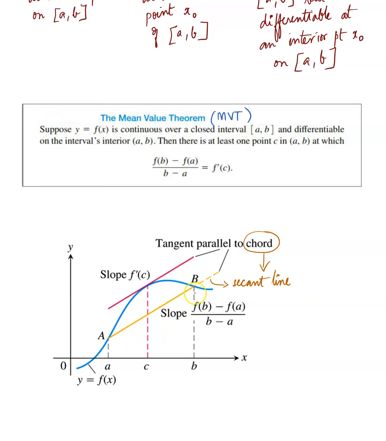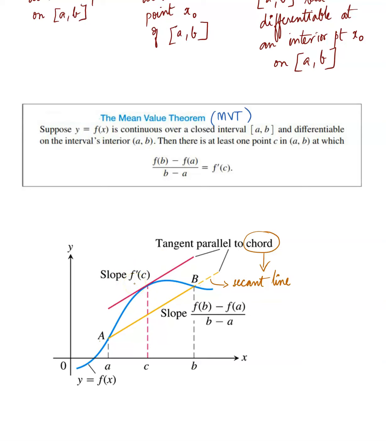Slope of a secant line is a regular slope formula, right? y2 minus y1 over x2 minus x1. Here y2 is f of b and this is f of a. So f of b minus f of a over b minus a. That is your slope, and that will be equal to the slope of the tangent line.